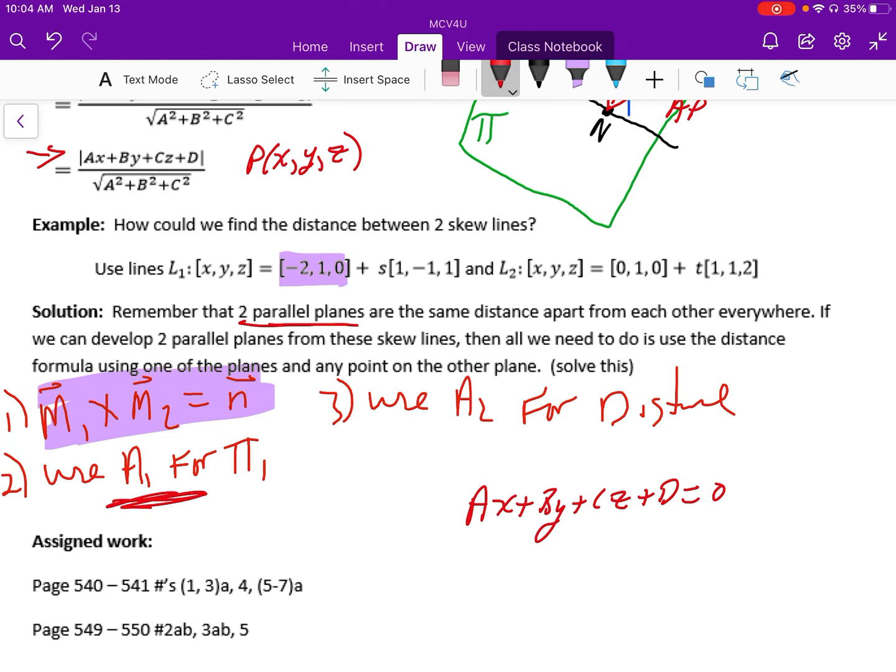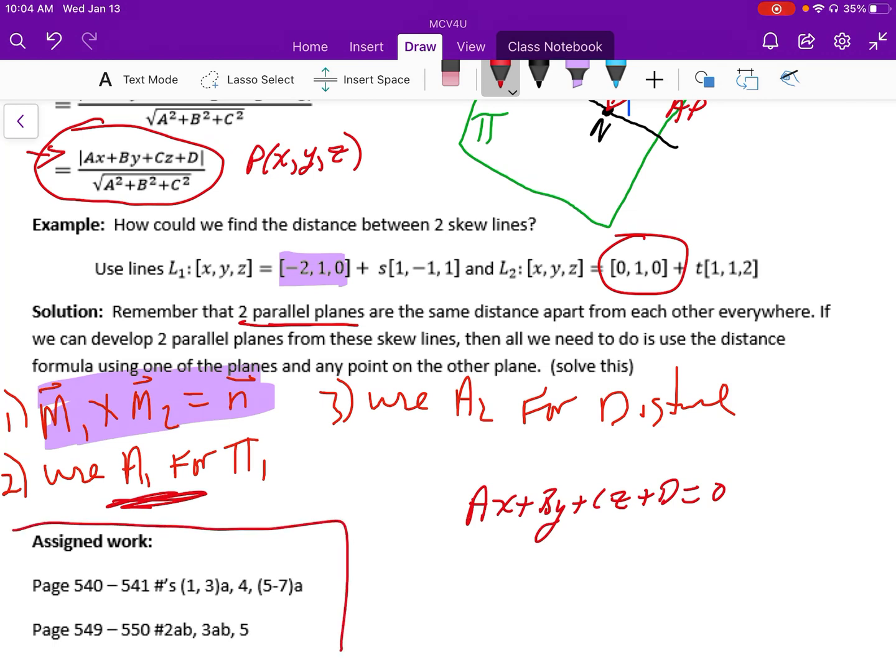How do you find the distance now? You've got a point on L2. If it's on L2, it's got to be on the second plane, right? So you use our formula that we just discovered to find the distance between the two. Okay, that's the idea. All right, so you can try that out.